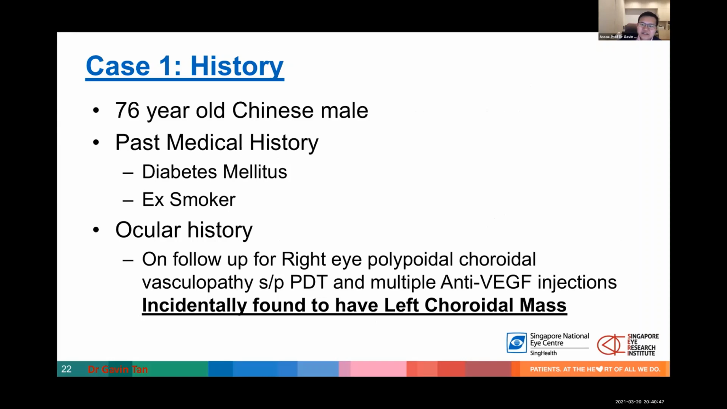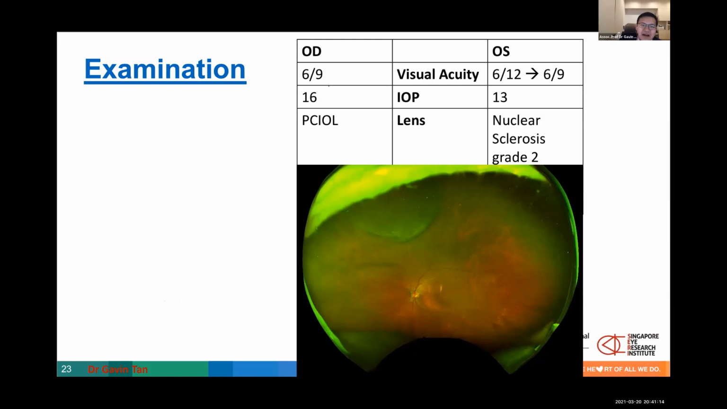So my first patient is a 76-year-old Chinese male with diabetes, an ex-smoker. He has an ocular history of right eye polypoidal choroidal vasculopathy, and has had PDT and multiple anti-VEGF injections. The primary treating retina physician also noted a left choroidal mass on his presentation with AMD. At this point in time, the right eye vision was still good, 6/9. The left eye was also 6/9 with pinhole.